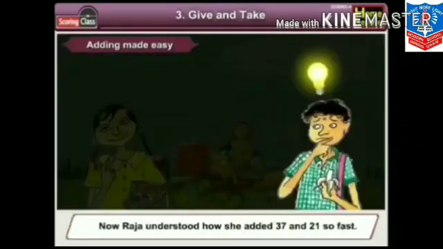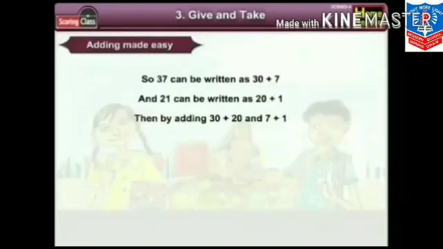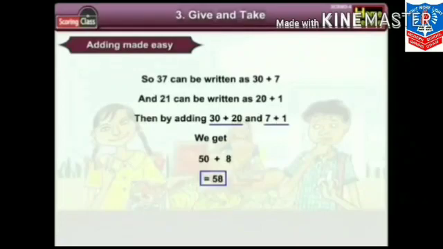Now Raja understood how she added. Raja said, oh, understood. So 37 can be written as 30 plus 7 and 21 can be written as 20 plus 1. Then by adding 30 plus 20 and 7 plus 1, we get 30 plus 20 is 50, 7 plus 1 is 8 and the answer is 58.